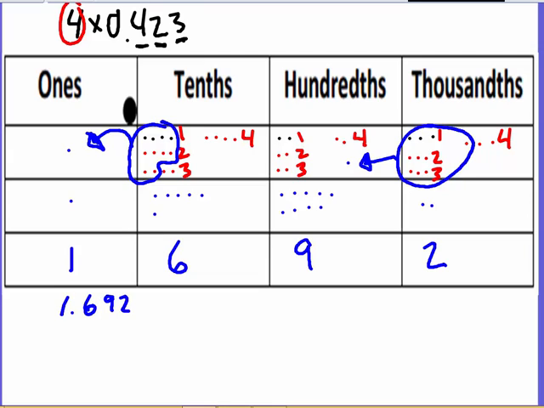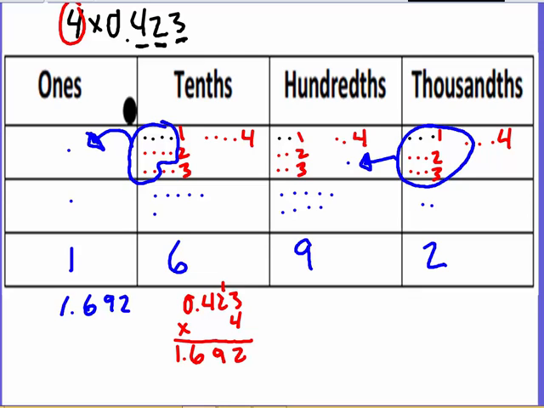So let's just check using our standard algorithm. Does it work? So I have 0.423 times 4. 2, carry the 1, 9. This is going to be 16. And where does my decimal go? Well, this area model is really nice because it's showing me I have 1 whole 6 tenths, so I just need a decimal to separate them.